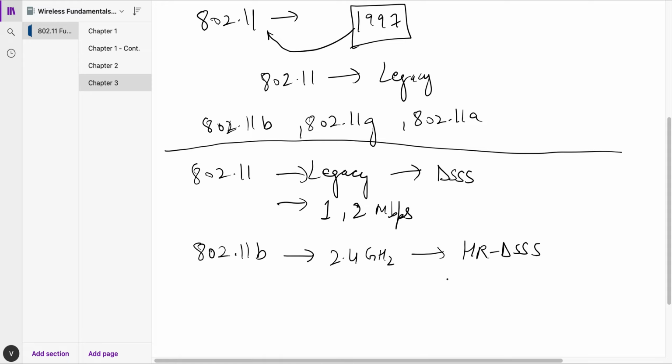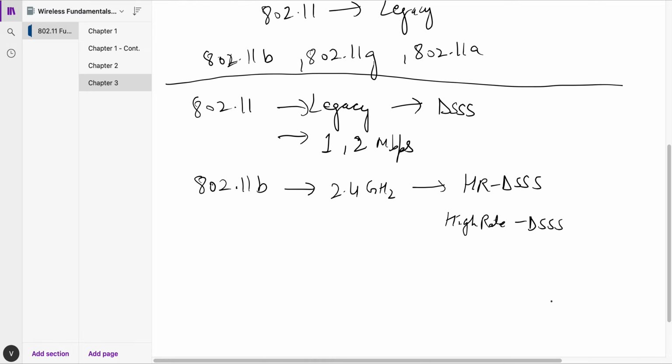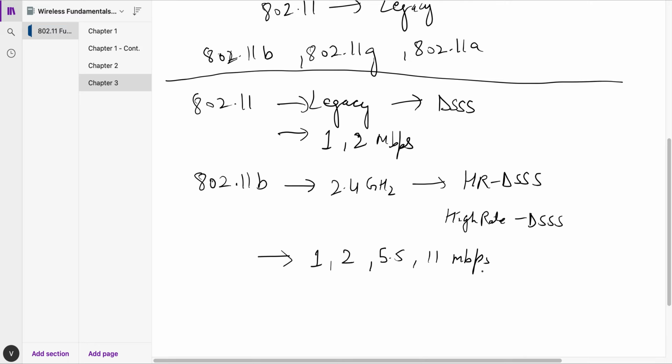HR-DSSS, which means high rate DSSS. Now with 802.11b, we could support data rates of up to 1, 2, 5.5, and 11 Mbps. Okay, with better modulation, we were able to achieve higher data rates, right? And this is strictly in the 2.4 gigahertz band.